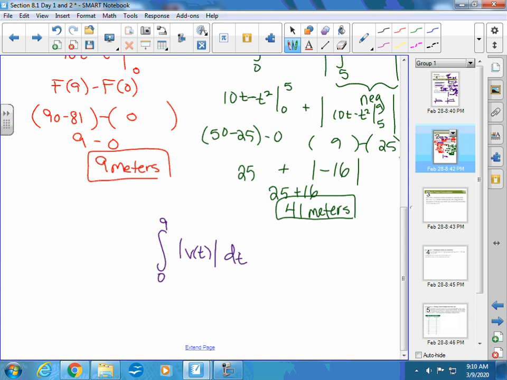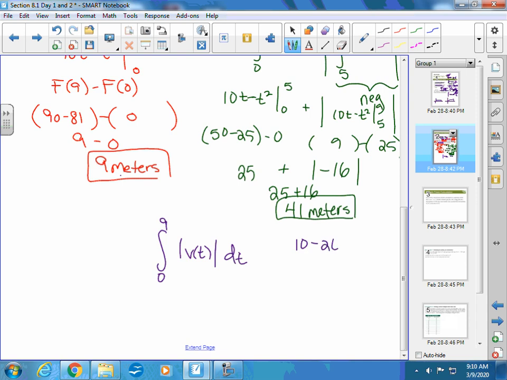Where you put the absolute values makes a difference, okay? You cannot put them on the outside from 0 to 9, because that would give you 9, and then you take the absolute value of 9. That's that answer, but absolute values around it. The absolute value has to go in around the function, okay? And why is that? Let me give you a picture of what it does.